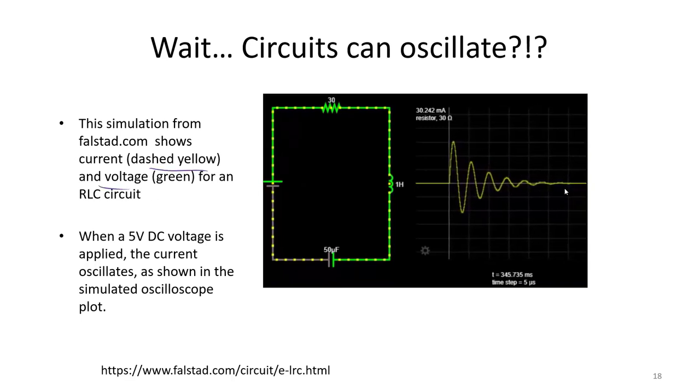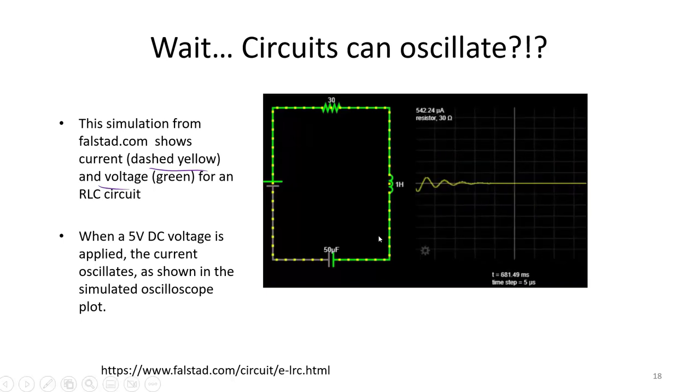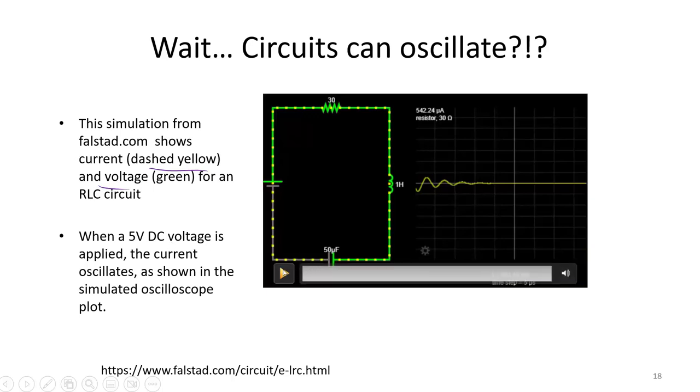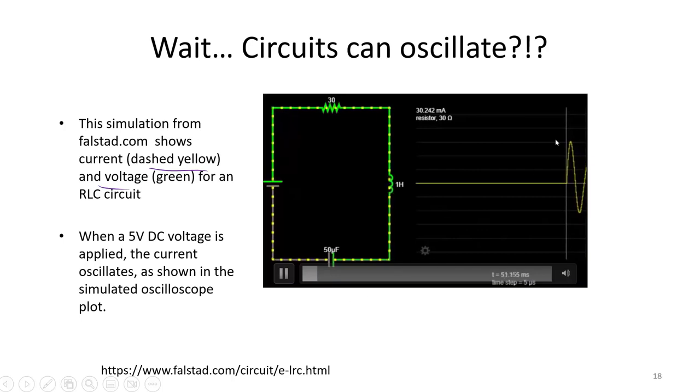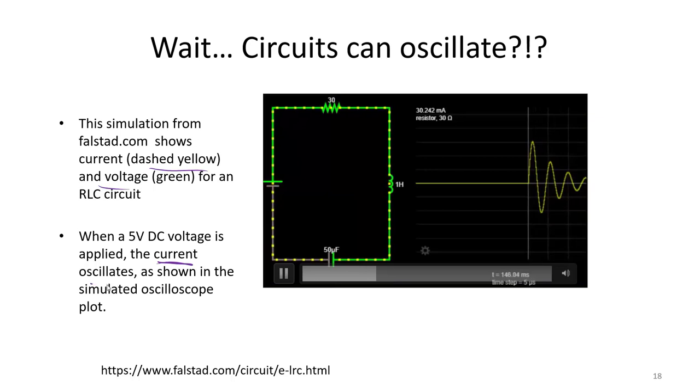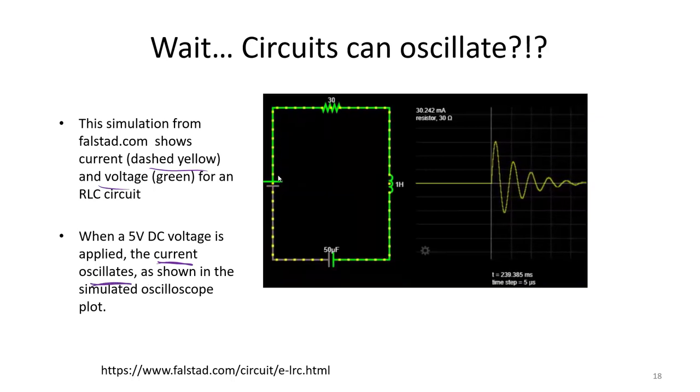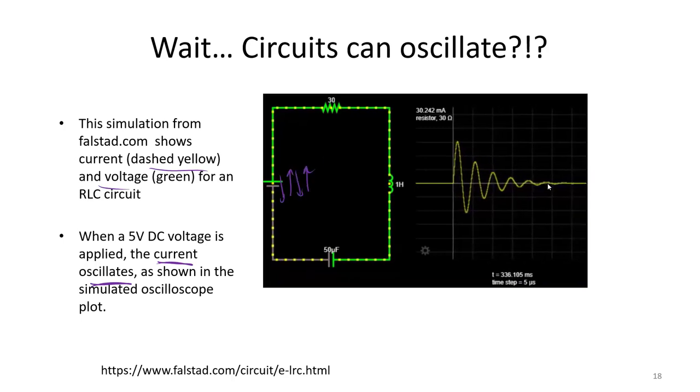initially it bounces a lot and it's moving around. But over time, the oscillations stop. Basically, when I start the simulation, a 5-volt DC voltage is applied. And so we get a sudden disturbance causing the current to oscillate, as shown in this behavior. We can see the current is actually flowing back and forth, until eventually it stabilizes.